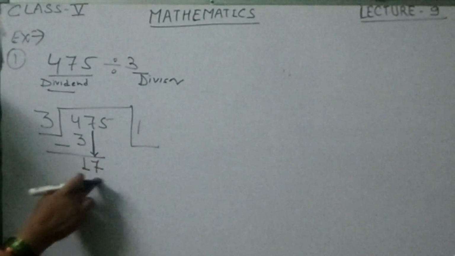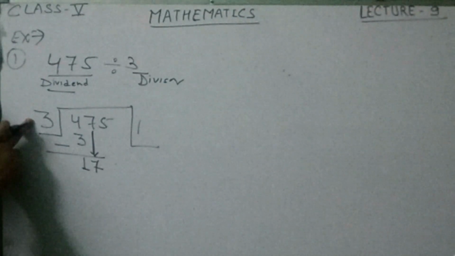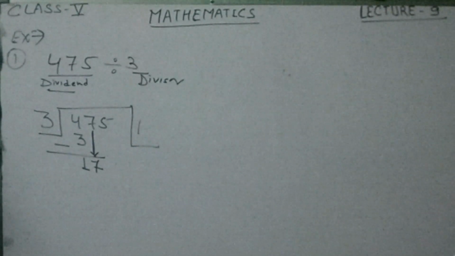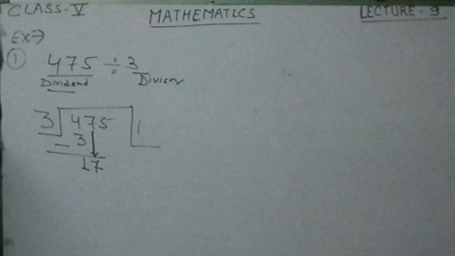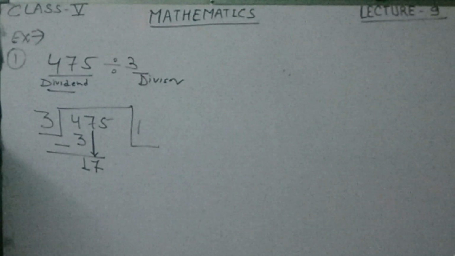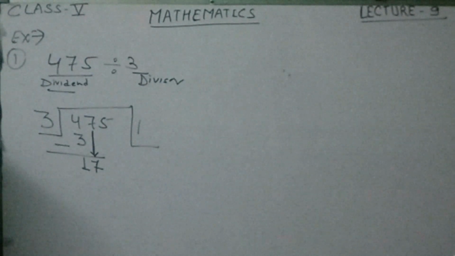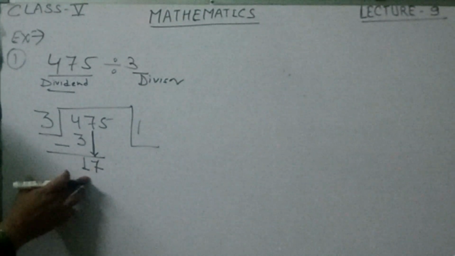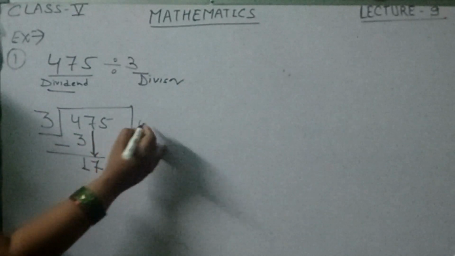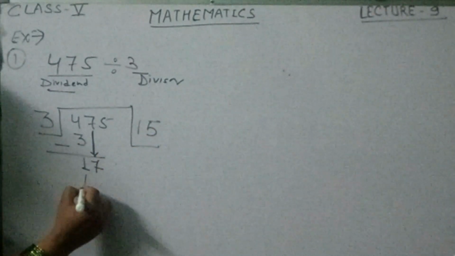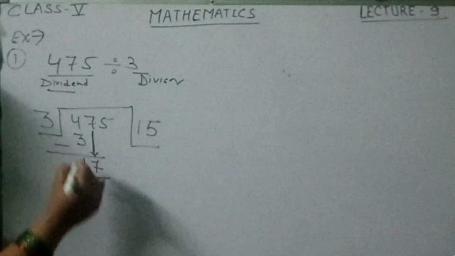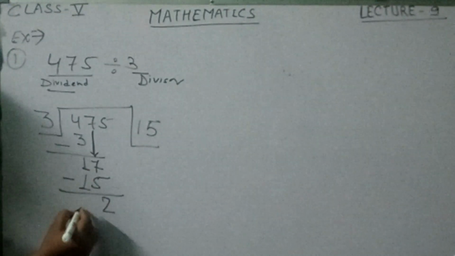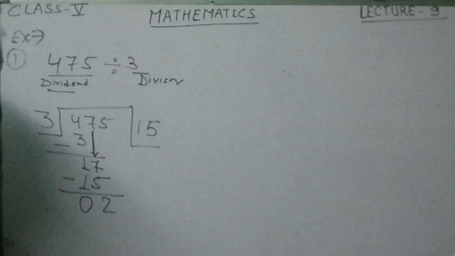Now the number is 17. We have to read the table of 3 and see where 17 is. We have to take the number less than or equal to 17. 3 5s are 15 and 3 6s are 18. 18 is greater than 17, so we will take 5 times only. 3 5s are 15. See here 15. Put the minus sign. 7 minus 5 is 2. 1 minus 1 is 0. Okay.